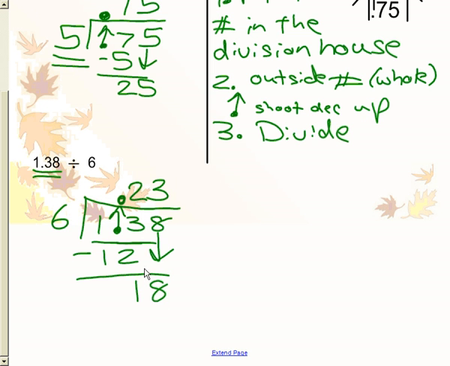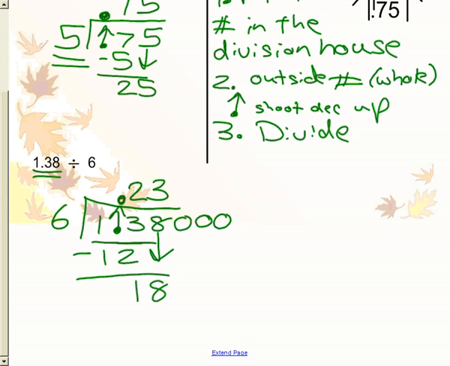Now, what if it didn't go in evenly? You never have remainders for a division problem. So if it hadn't gone in evenly, we can add, remember, as many zeros as we need to and keep dropping those down until we are done solving the problem.